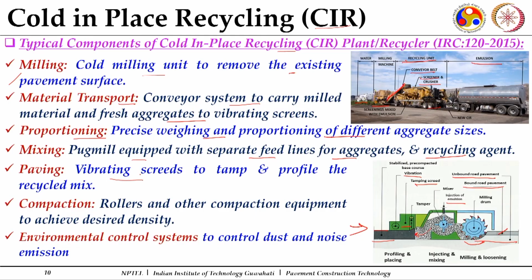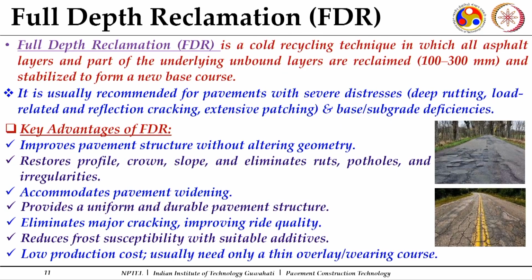Then finally, once it is mixed with foamed bitumen or emulsified bitumen, it comes out with the help of these vibrating screeds. These are tamped and profiled, shaping the recycled mix to your desired profile. Then with a set of equipment it is compacted, and in this particular train you need to have proper control, specifically of the dust emissions, because during the reclaiming of the existing pavement a lot of dust gets generated, and there should be control of noise also.